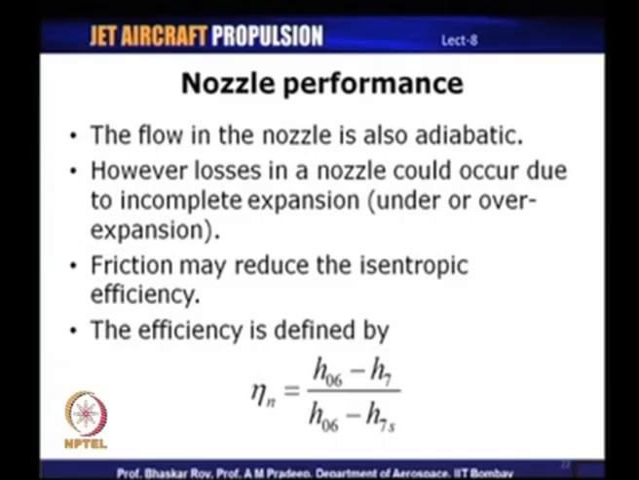So, how do we define an efficiency for a nozzle? Nozzle efficiency can be defined by H06 minus H7, where H7 corresponds to the nozzle exit, divided by H06 minus H7s, which is the enthalpy at station 7 for an isentropic process.